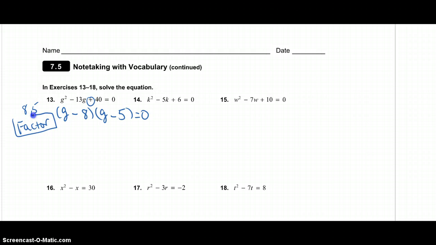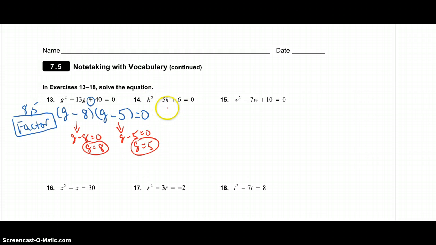So then our next step is to actually go through and solve the equation. And so we know that g minus 8 equals 0. And so g equals 8. And certainly you don't have to show work with that. If you can just do that in your head, that's fine. G minus 5 is 0. If we add g over, we get a positive 5. So 2 answers, positive 8 and positive 5.